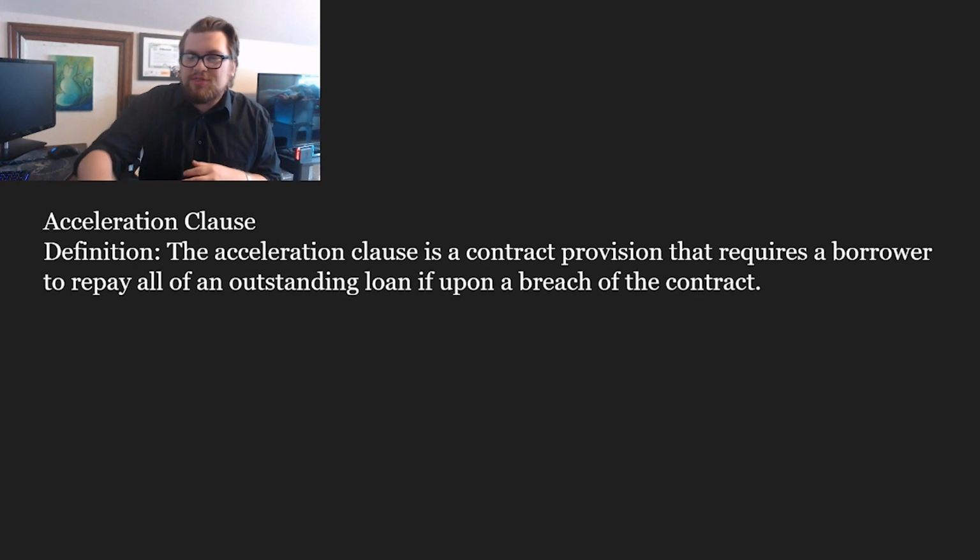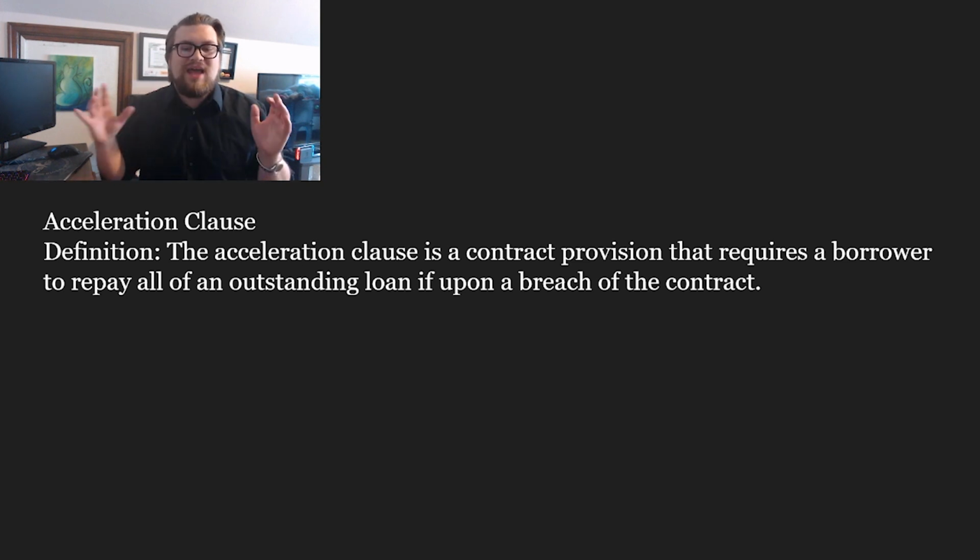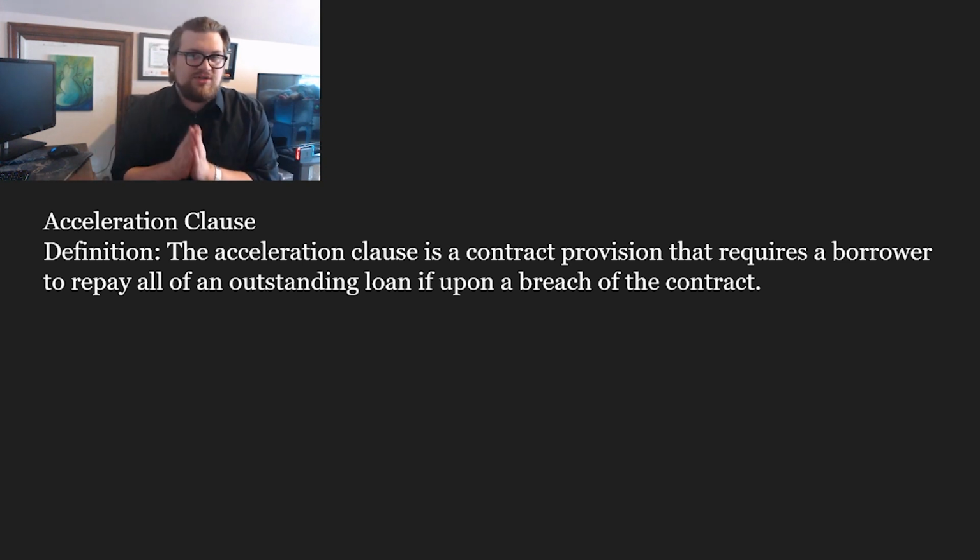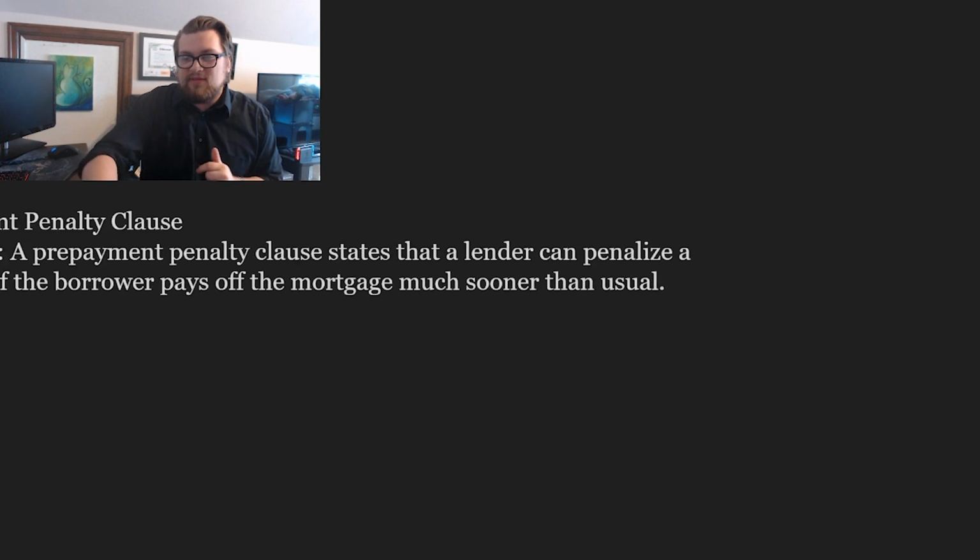All right, the fourth one, the acceleration clause. This one is a contract provision that requires a borrower to repay all of an outstanding loan upon breach of contract. So this basically means that if a borrower breaks any terms of their mortgage, the lender can demand an accelerated payment.